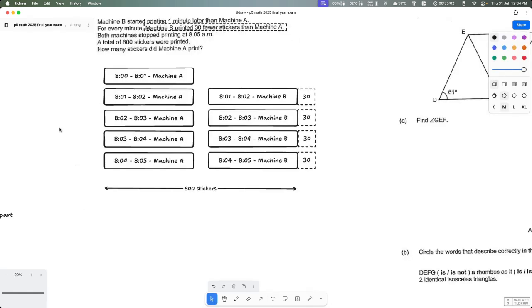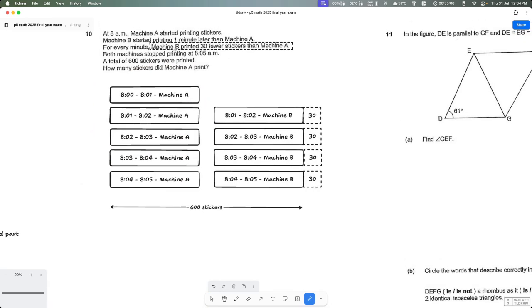All right, so it will look something like this. Machine A started from 8 a.m., and then it ends at 8:05 because it says both machines stop at 8:05. But machine B started 1 minute later than machine A, so that means it's 8:01. And for every minute, machine B printed 30 fewer stickers than machine A. So that means 600 stickers is without this as well.